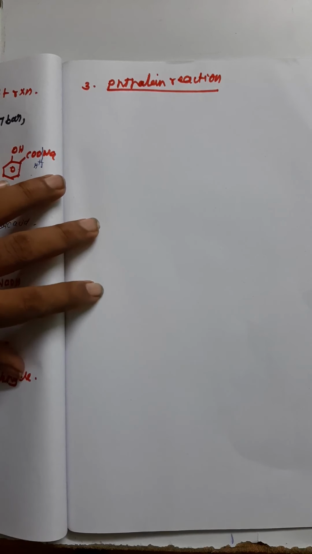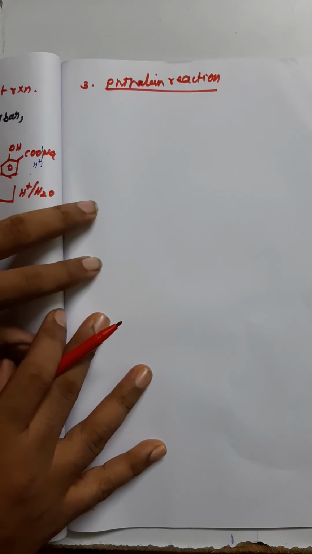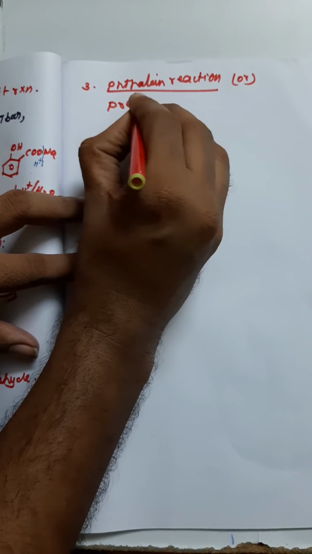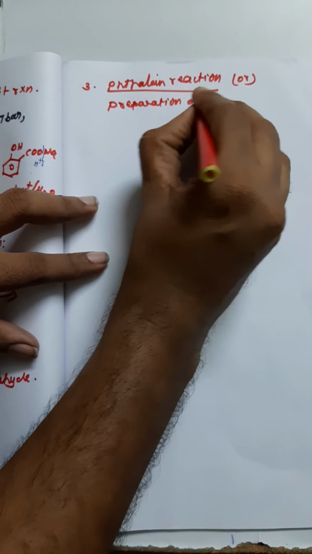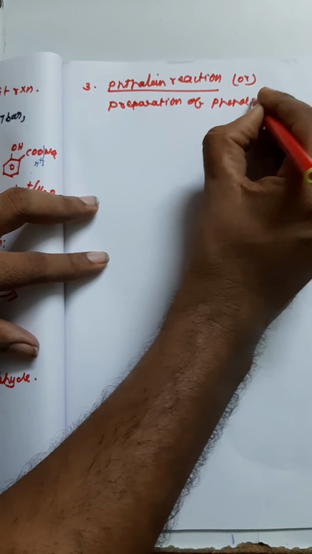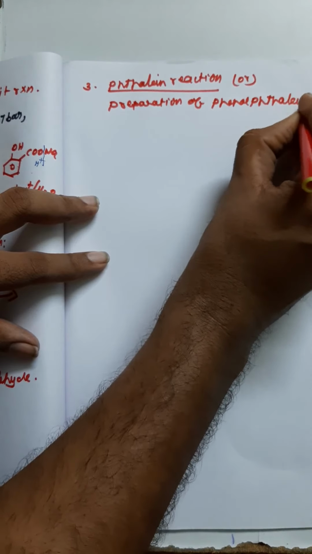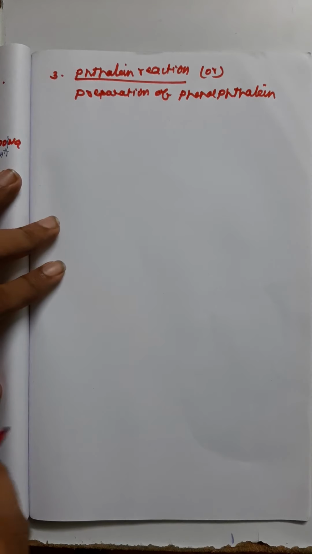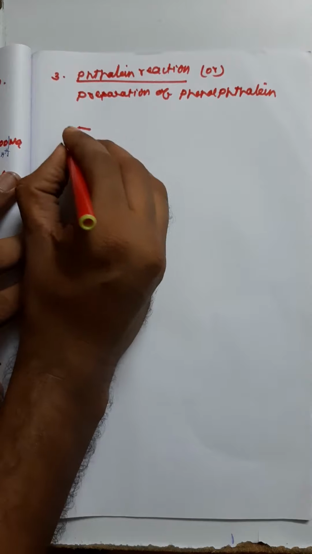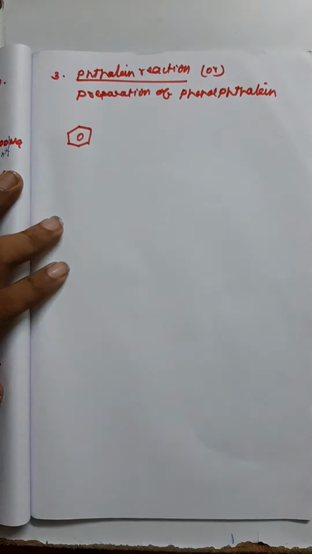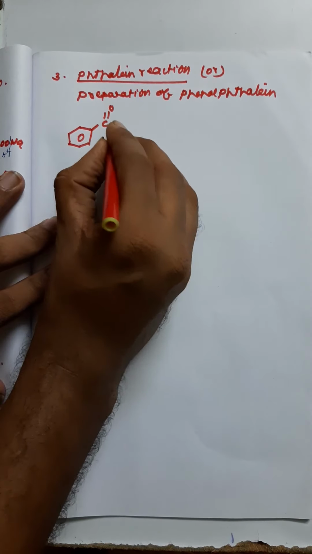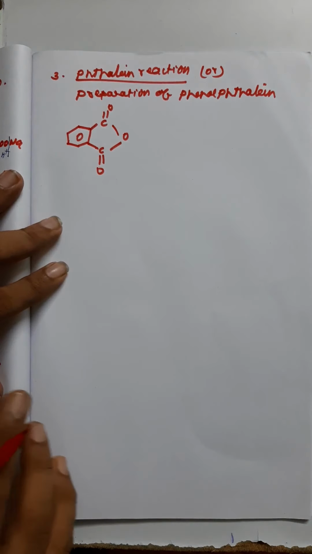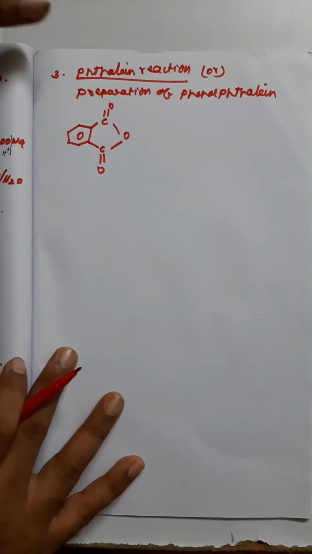Okay, so the next reaction is the Thalein reaction. The main importance of this reaction is the preparation of phenolphthalein. We know very well that phenolphthalein is a useful indicator to identify the endpoint of a neutralization reaction. So put the benzene ring, here C double bond O and O, here also C double bond O and O. The chemical name is phthalic anhydride.